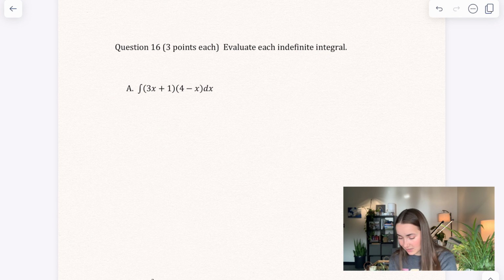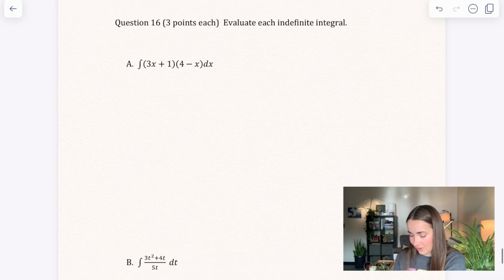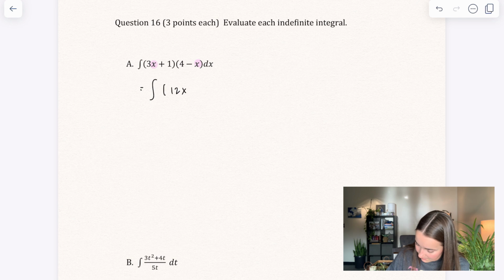Okay, we have more indefinite integrals. So for this first one, I see that I have a product. So actually what I'm going to go ahead and do is just multiply them first, right? I don't see anything for u-substitution because both of these are just normal x's. There's no powers, there's nothing. So I'm just going to multiply.